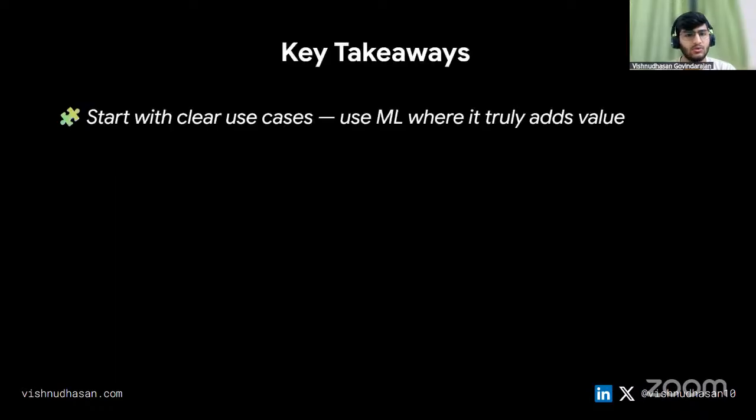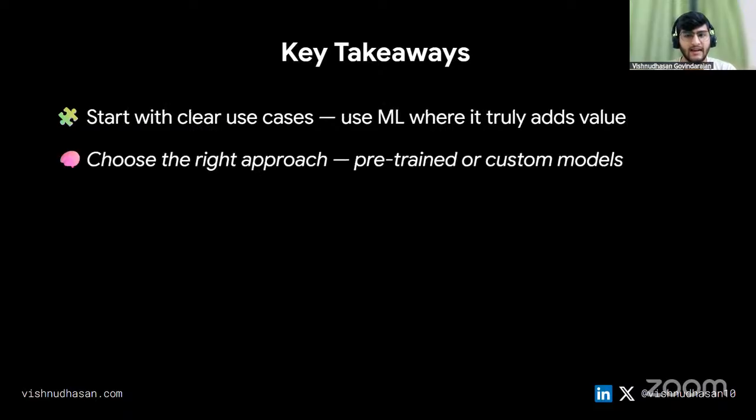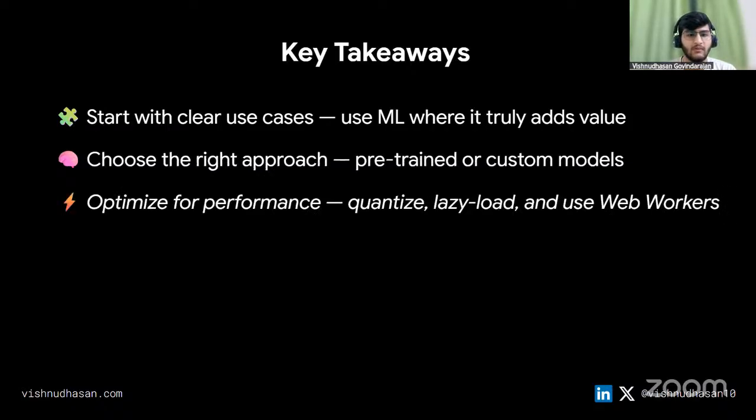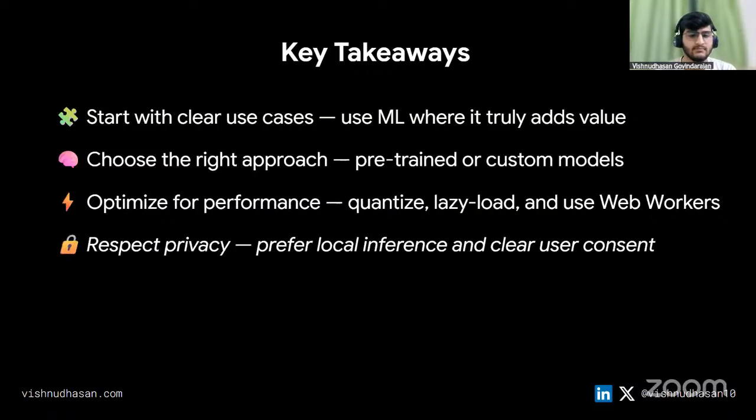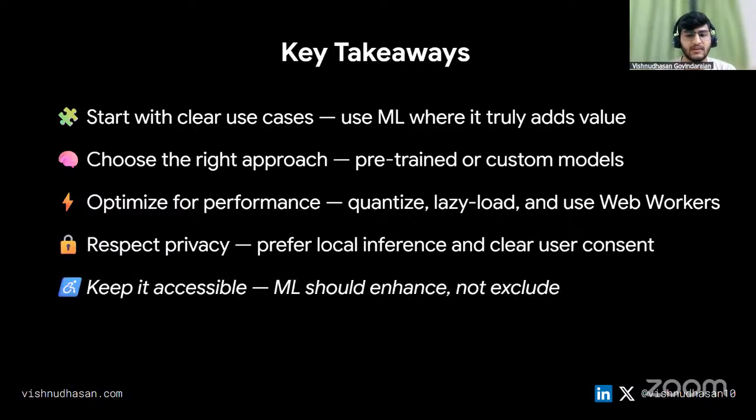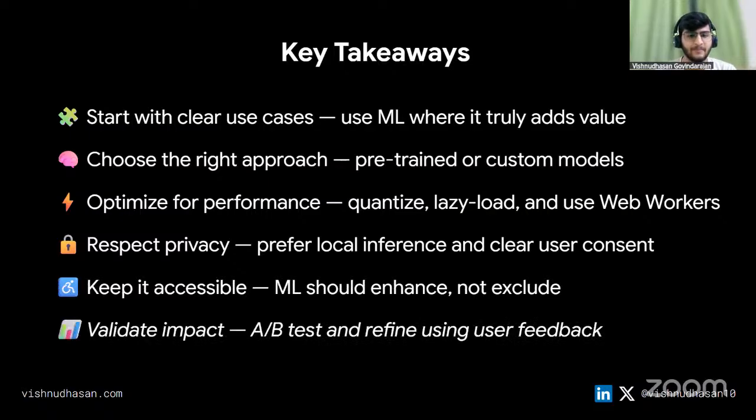So as I told, we have to start with clear use cases. We have to use this feature only in the places where it matters the most, where it actually creates very much impact. And we can choose the right approach, like pre-trained or custom models based on our requirement. And obviously we have to optimize it. We have to respect the users' privacy always. And accessibility is something we should not exclude in the UIs we are developing nowadays. And we have to test it to refine it.